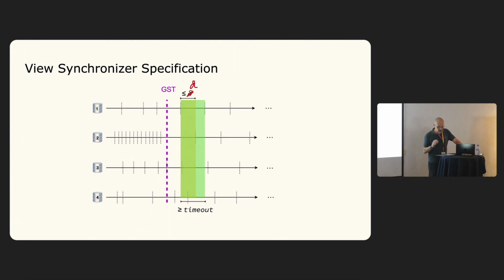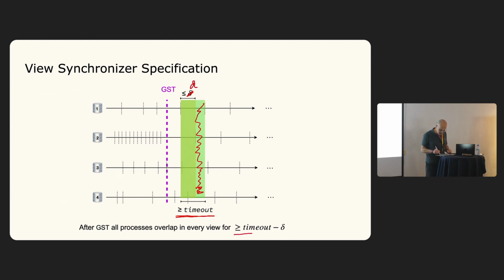I forgot how to call it. So the minimum duration property ensures that this is at least timeout. And if we have a synchronizer instantiated appropriately given this constant, then we know that we can compute the size of the overlap. So this is the overlap in this case, which is going to be at least timeout minus delta.